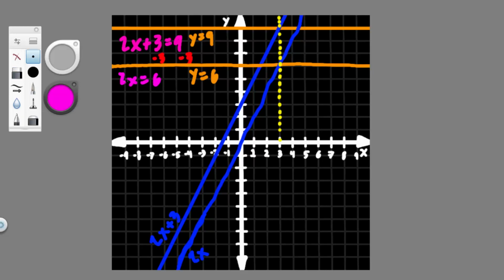To isolate x, we want to get rid of the coefficient. So we're going to divide both sides by 2. This gets us x equals 3, because 2x divided by 2 is just x, and 6 divided by 2 is 3. Hopefully you can guess what I'm going to do next. The right side of the equation is 3: 1, 2, 3. I'm going to draw this line across. This is the graph of y equals 3.